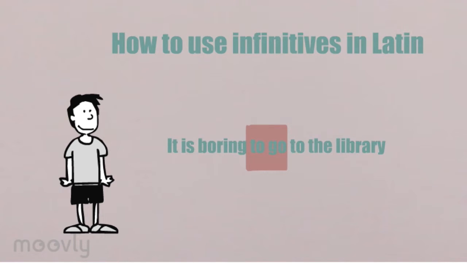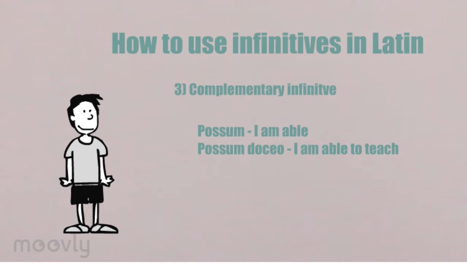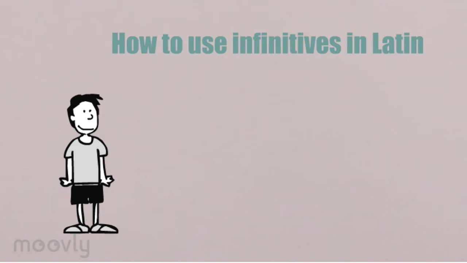When the infinitive is an object of another verb, like in this sentence, it is called an object infinitive. An infinitive is also used to complete the meaning of another verb in a construction called the complementary infinitive. For example, adding different infinitives to the verb possum, meaning I am able, produces possum doceo, I am able to teach, possum dormire, I am able to sleep, or possum amare, I am able to love. Infinitives are also used in indirect statements, but I think that it's time you went back to your test.